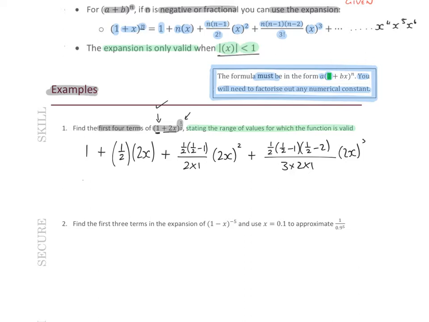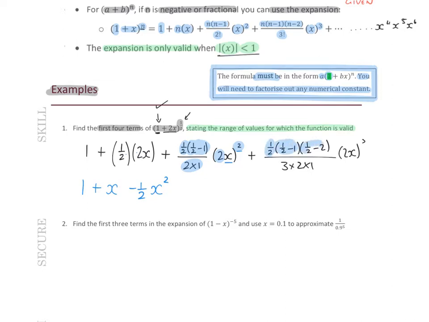So the first term is going to be 1. This one is fairly straightforward, so half times 2 is 1x. But then what we're going to do is put everything in our calculator. So on the top you want half minus 1 over 2 times 1, and then you want times 2 squared. So you need all of that information there. So all of that goes in my calculator, and that gives me minus a half x squared.